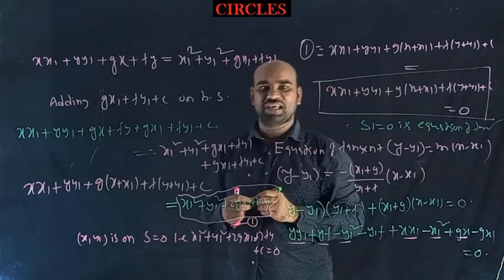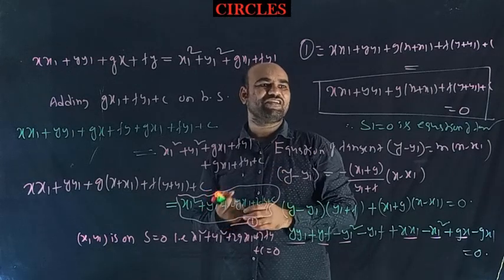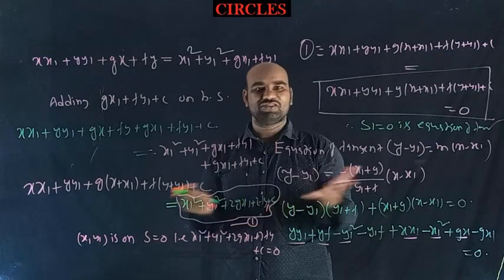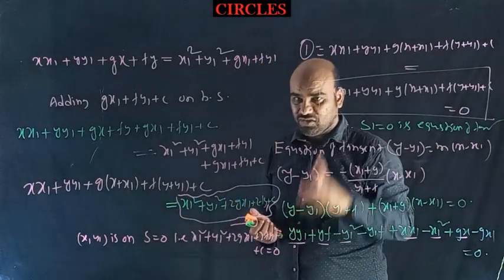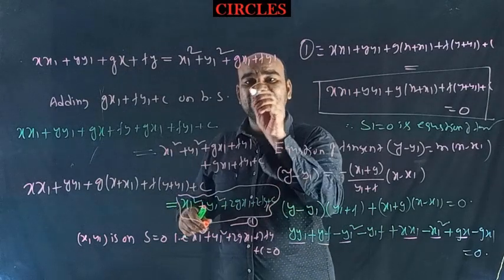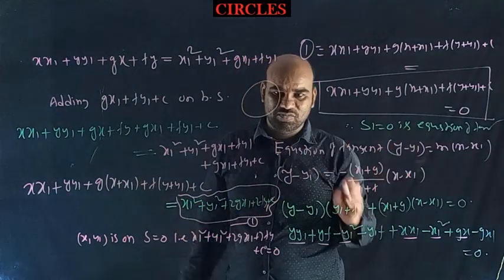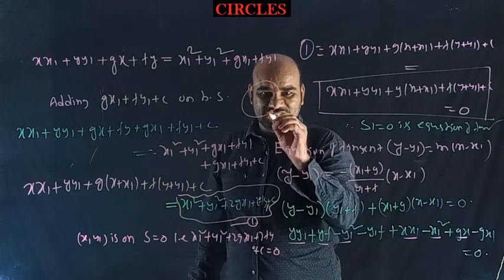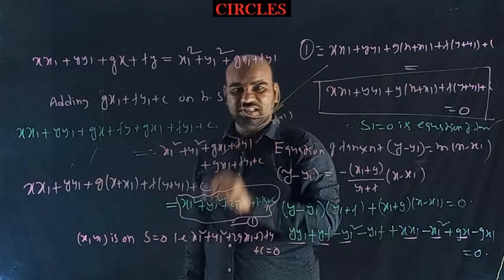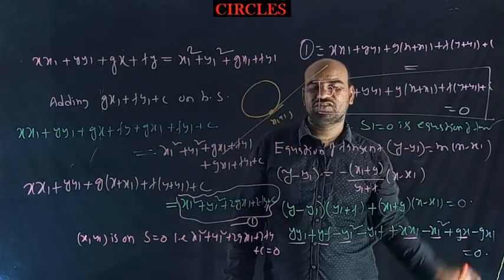So you should remember like that. S1 stands for xx1 plus yy1 plus g times of x plus x1 plus f times of y plus y1 plus c equal to 0. That is the equation of the tangent. So now I am concluding. A circle is given, its equation is given in general form. A point on the circle is given, say x1, y1. Through that point you can draw a unique tangent. We want to find its equation. The equation is nothing but S1 equal to 0.